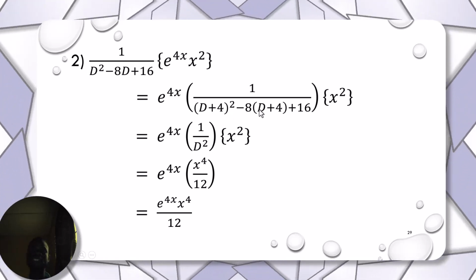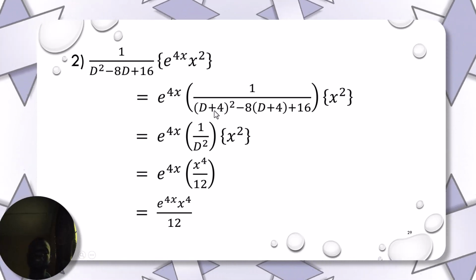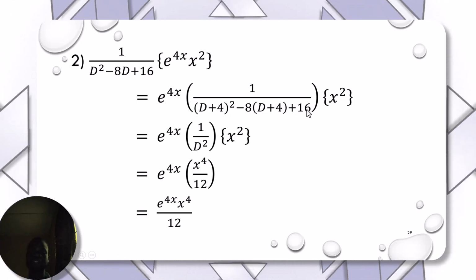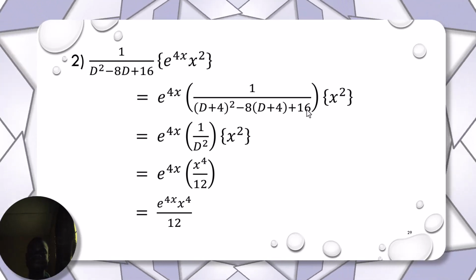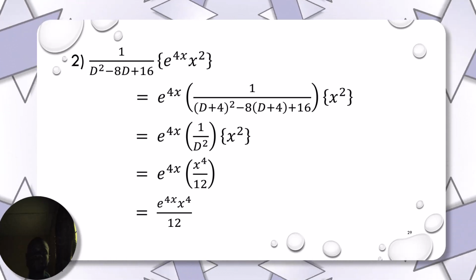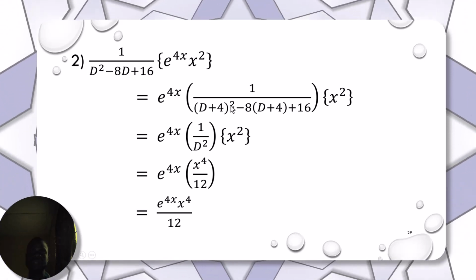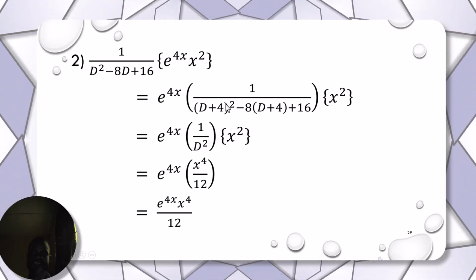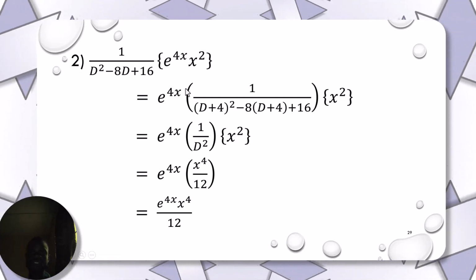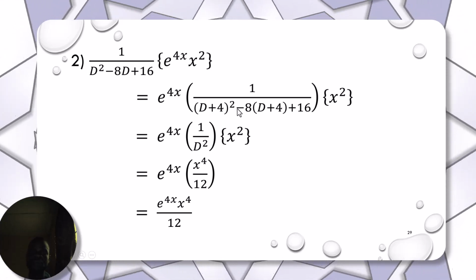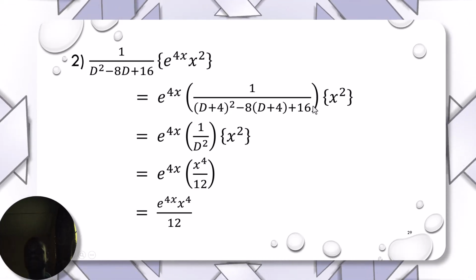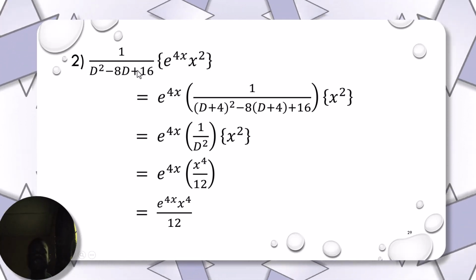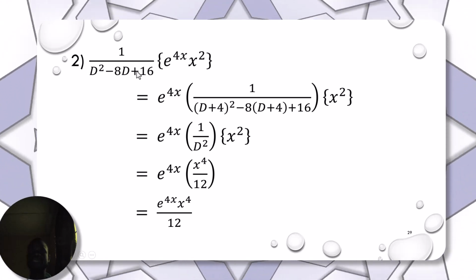Then here I have minus 8d, minus 8d, so 8d is gone. Then here I have 16. But here I'm supposed to have plus 16, right? So normally 16 plus 16 is supposed to give me 32. It means I see there's an error here. It's supposed to be minus 16.